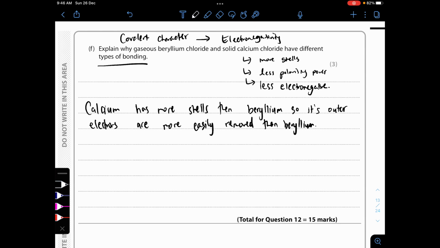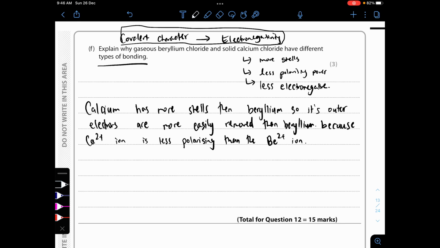Why is that? Because now we talk about polarizing power. Because the calcium 2 plus ion is less polarizing than the beryllium 2 plus ion. So now we know that electronegativity determines whether a compound shows covalent character or not.